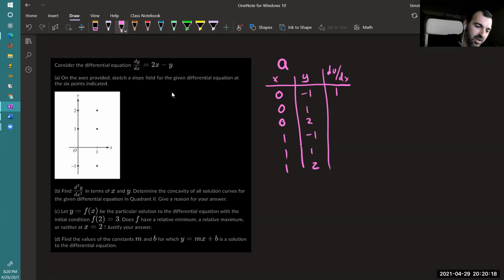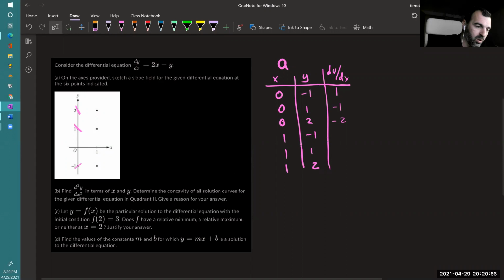Now, when x is 0, y is 1. So I'm getting a negative slope, -1 slope. When x is 0, y is 2. So I'm getting a -2 slope. So for all of these, for 0, -1, I got a slope of 1, which is something like that. For 0, 1, I got a slope of -1, which would be something like that. For 0, 2, I got a slope of -2, which would be something like that. So you want to just make a general slope mark there.